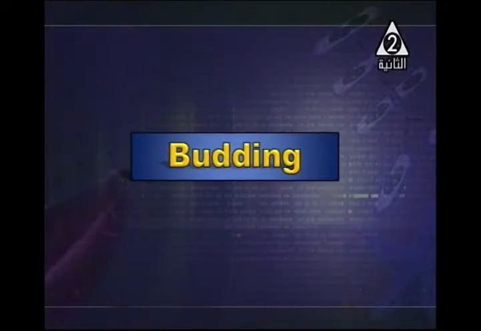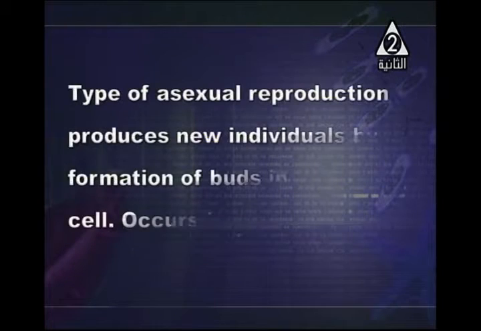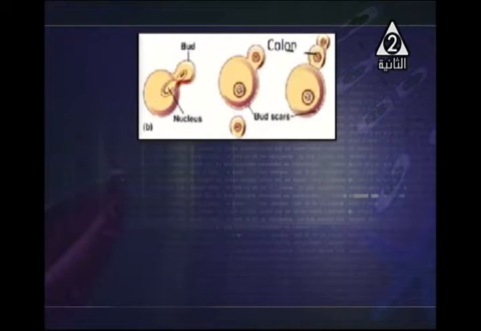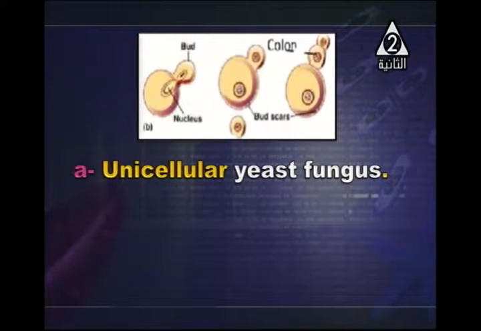Another type of asexual reproduction is budding. What is meant by budding? Budding is a type of asexual reproduction that produces new individuals by formation of buds in the parent cell. It occurs in the unicellular yeast fungus. This is the yeast cell and the bud arises from it.